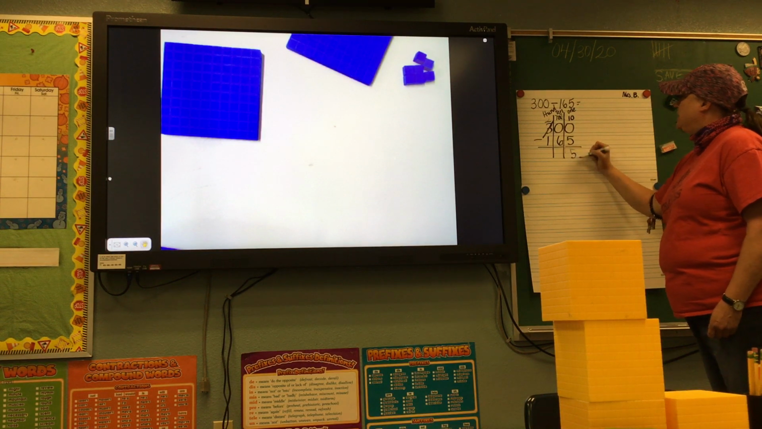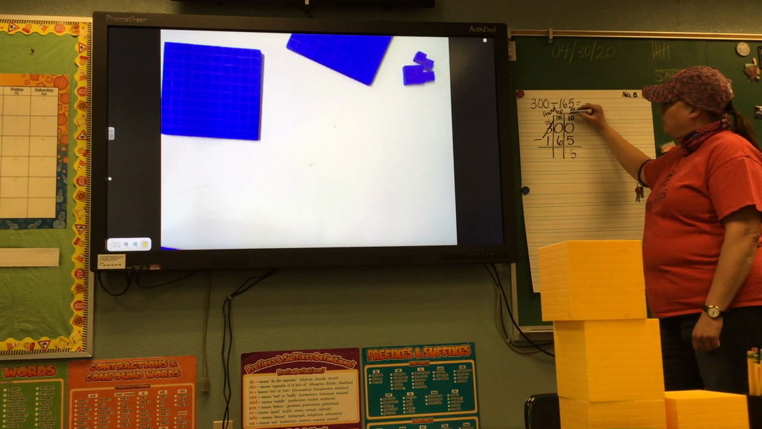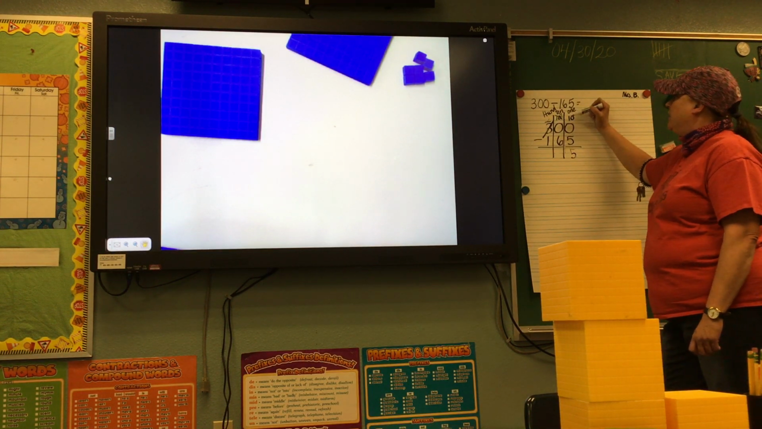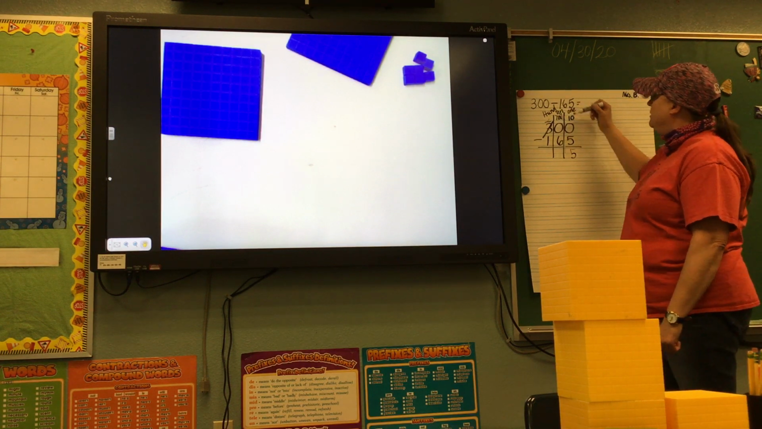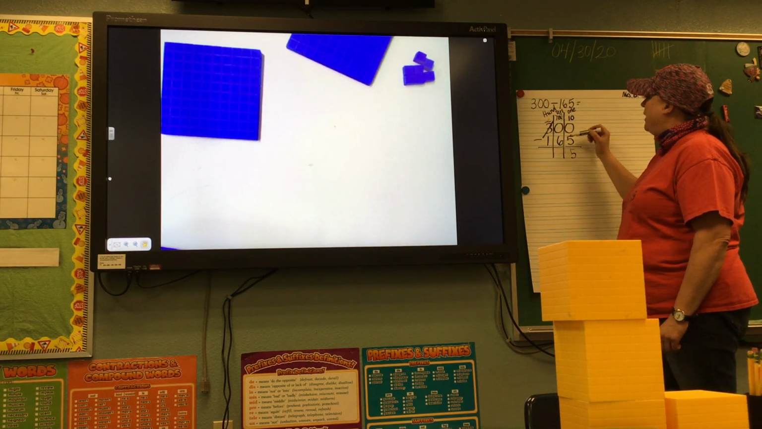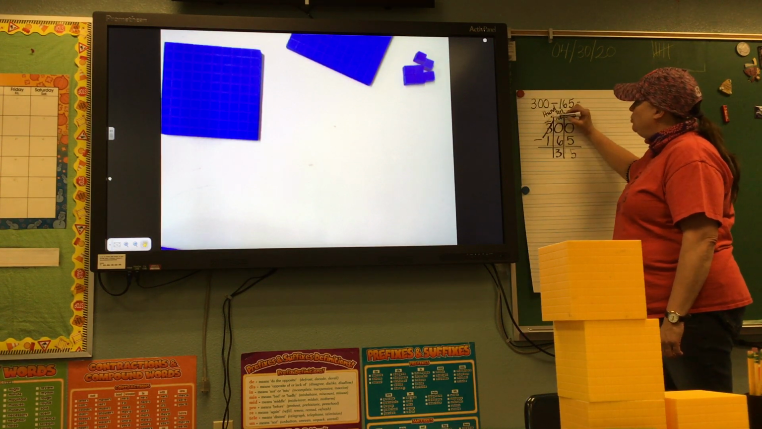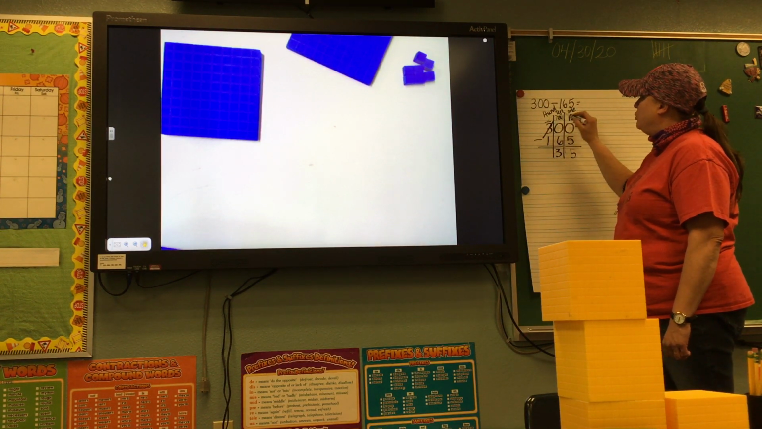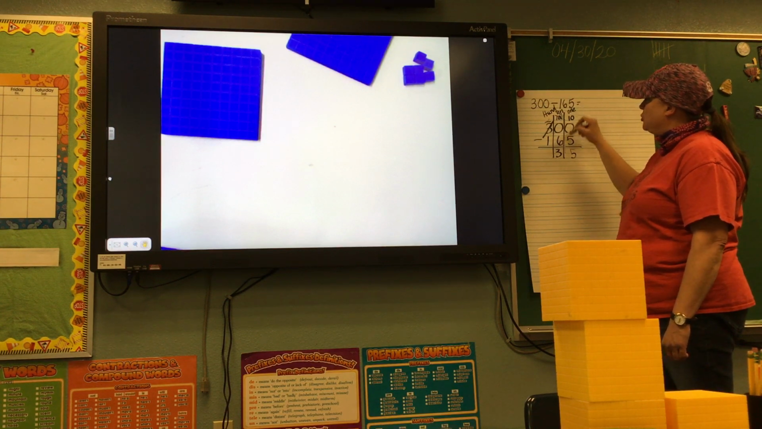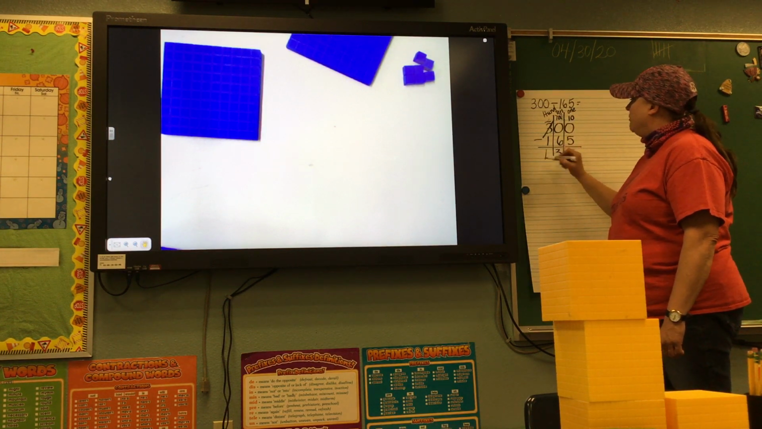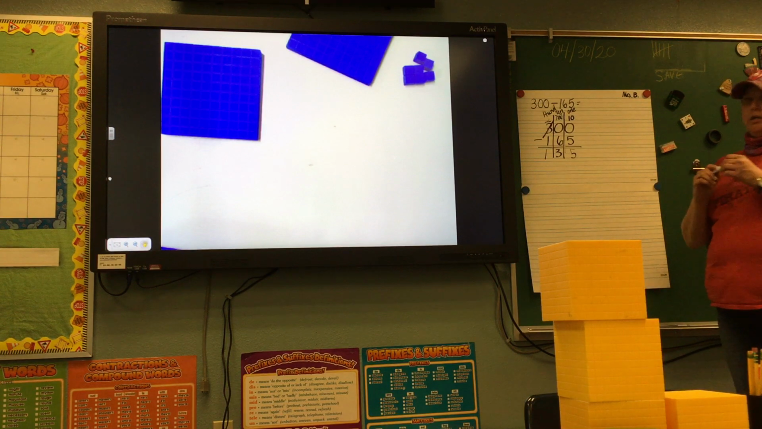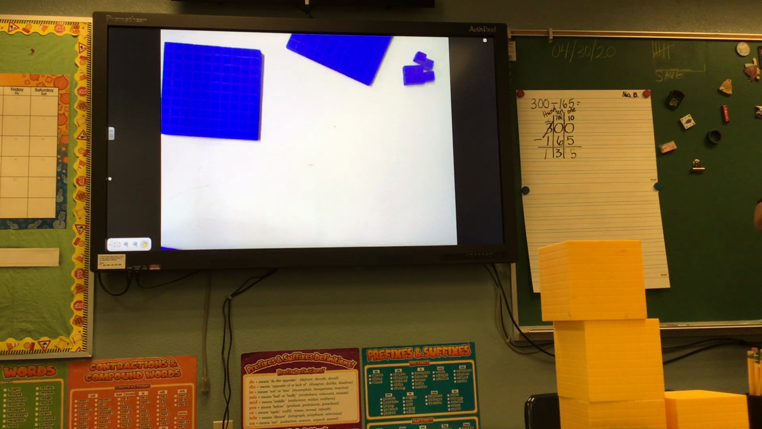I'll have 5 ones left. Remember, I had to take one of the tens to figure out my ones, so I only have 9 left. 9 tens, take away 6 tens is going to give me 3 tens left. 2 hundreds, take away 1. Remember, I only have 2 left because I had to take 1 and chop it back up into tens. I have 100 left, so I have 135.